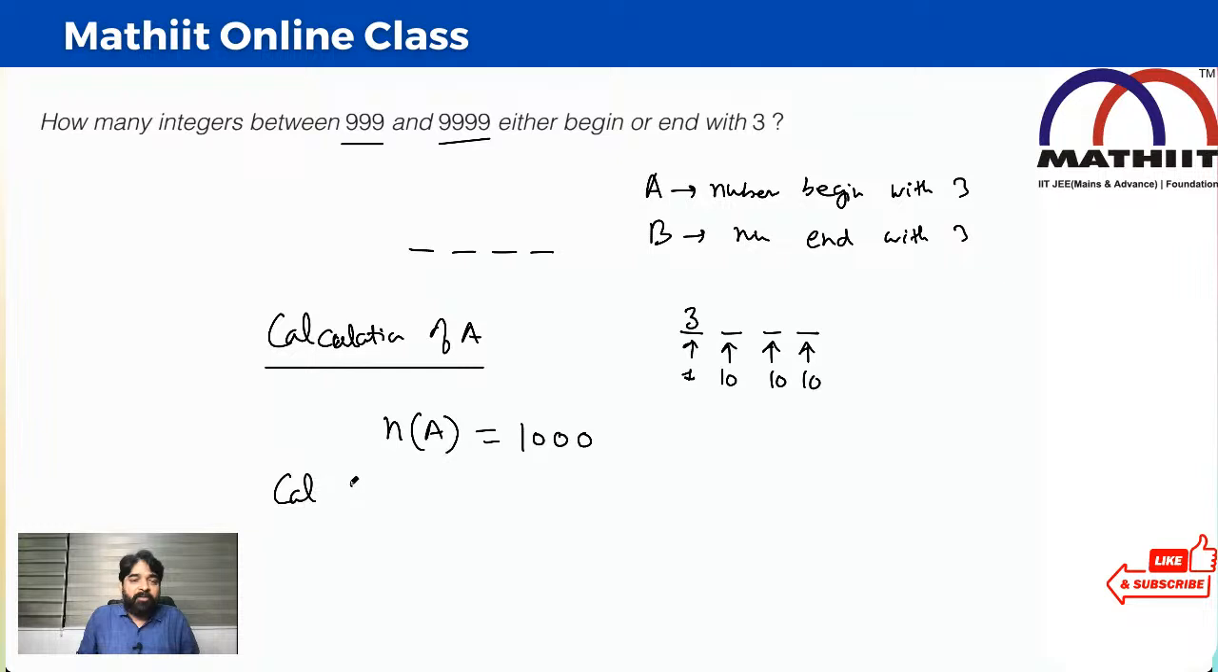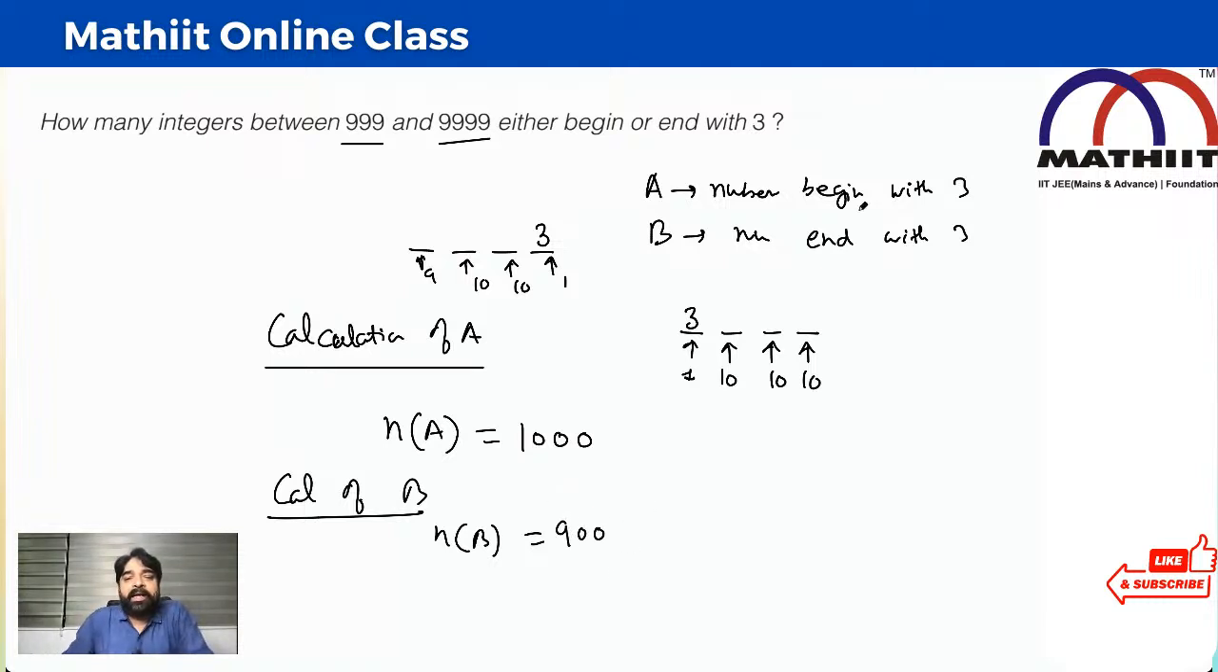Now calculation of B, n(B), what will be that? What is the meaning? Number which ends with the 3 means 3 is here. Fixed 3 is here. Now rest places, how we can fill it? Now restriction came because this place is first. So there is a restriction. 0 cannot come here. So this place can be filled by 9 ways. This place can be filled by 10 ways. This place can be filled by 10 ways. And this is the 1 way because end is the 3. So this will be 10 into 10, 100 into 9, 900.